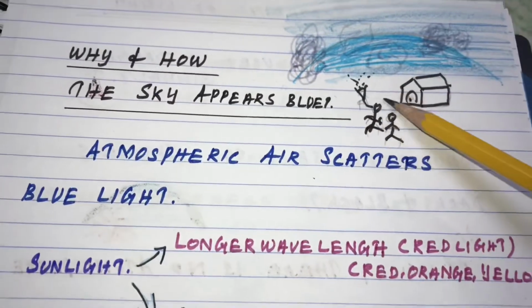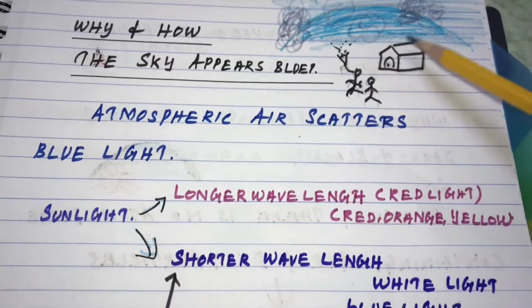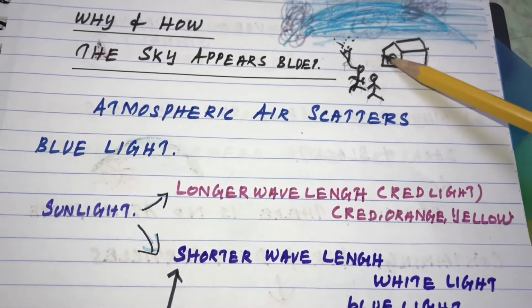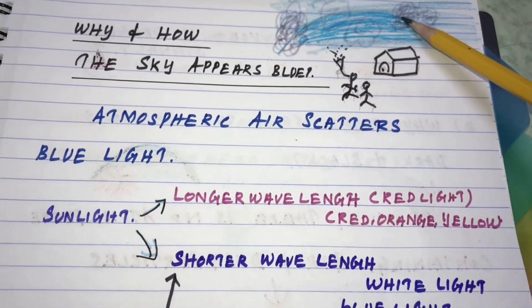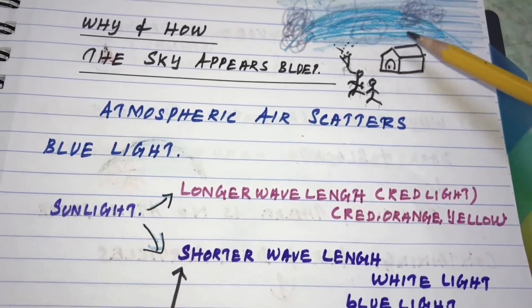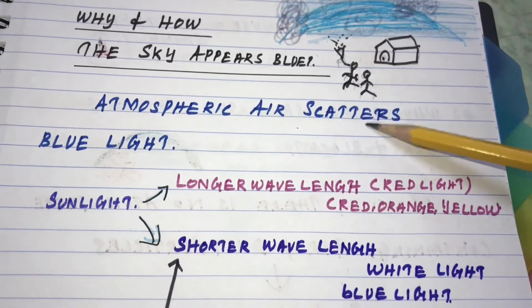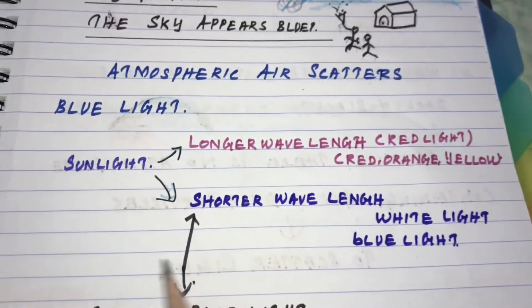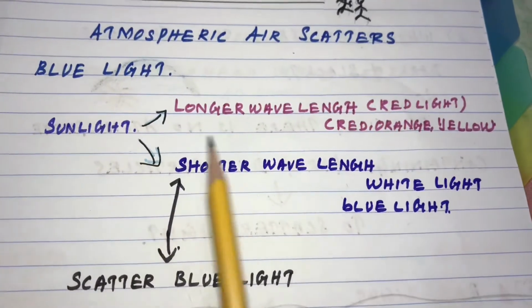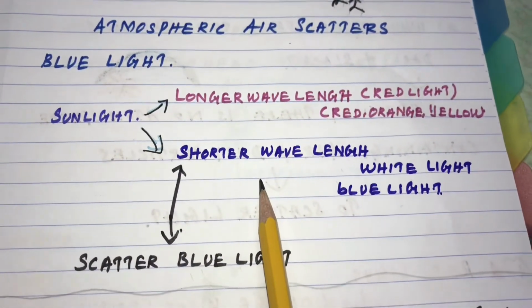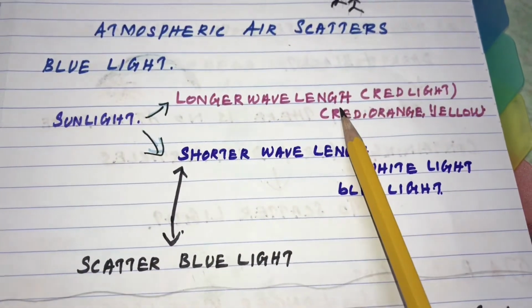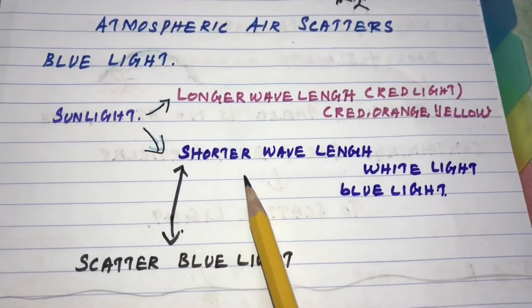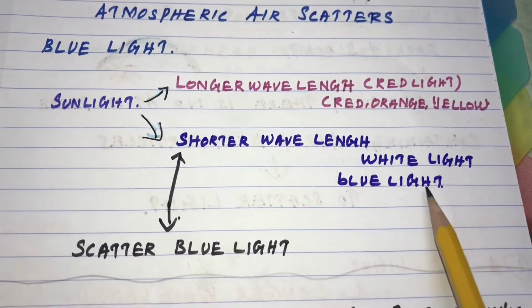Why and how does the sky appear blue? The atmospheric air scatters blue light, thereby it appears blue. The sunlight consists of two components, longer wavelength and shorter wavelength. The longer wavelength is red, orange, yellow. The shorter wavelength consists of white and blue light.